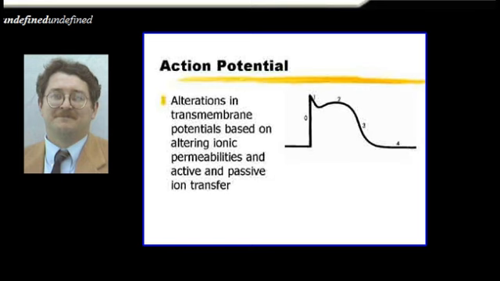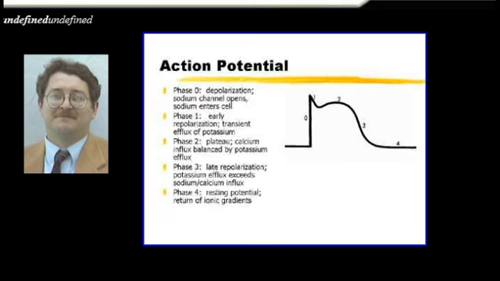The action potential, which you see in this slide, is most likely quite familiar to you, although it may have been several years since you've reviewed it extensively. But essentially, the action potential refers to alterations in transmembrane potentials and is based on altering ionic concentrations and permeabilities, as well as active and passive ion transfer. The action potential is composed of 5 parts.